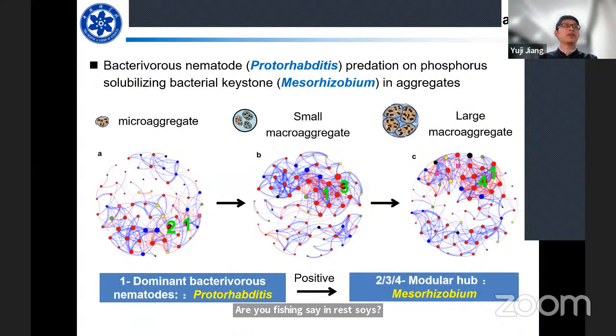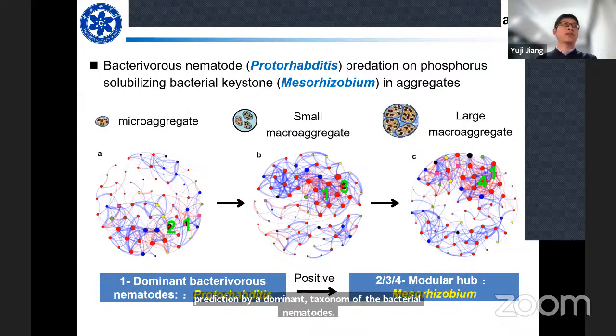We constructed a network between the nematodes and the ALP producing bacteria and revealed that the keystone species shared in the different soil aggregates were all Methylorubrum. We think that the predation by a dominant taxon of the bacterial nematodes has a positive effect on this keystone ALP producing bacteria.